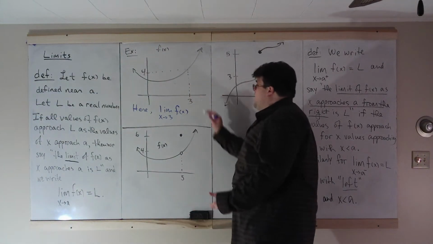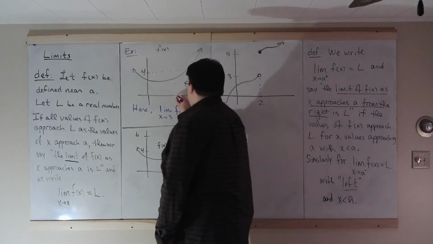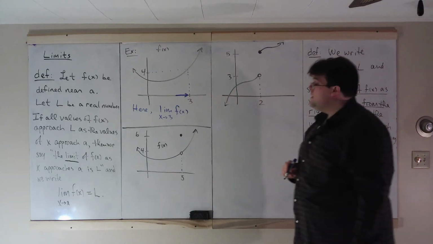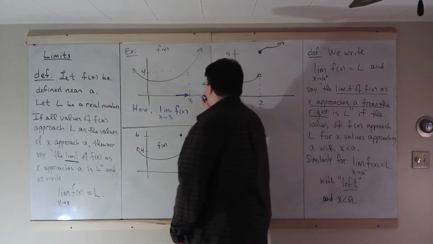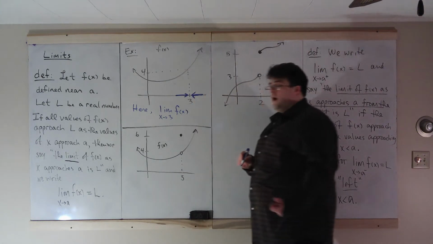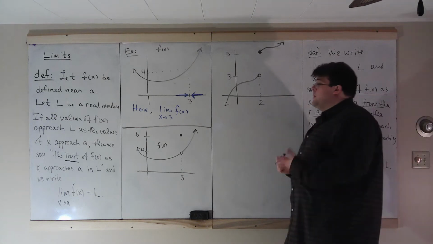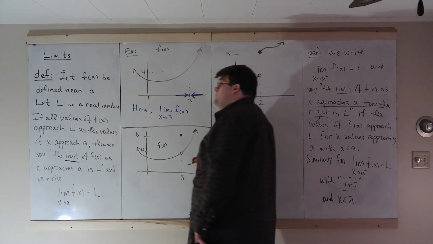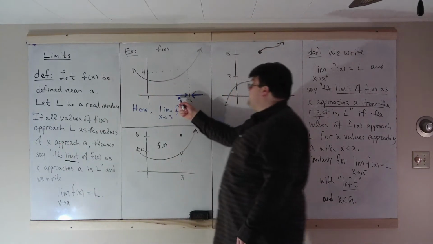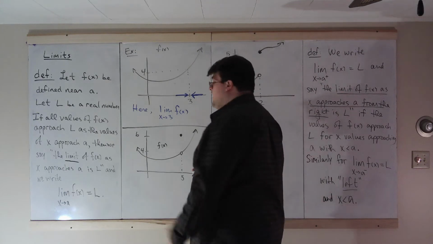Well, how many ways can x values approach 3? Well, we can approach 3 like that, or we can approach 3 like that. We can approach 3 from one side of 3, we can approach 3 from the other side of 3. So if values of f of x approach some number, as we approach 3 here and here, then we'll say the limit is whatever that number is.